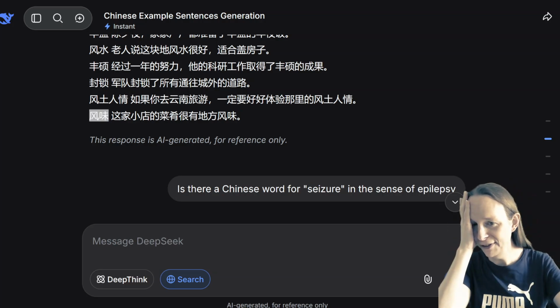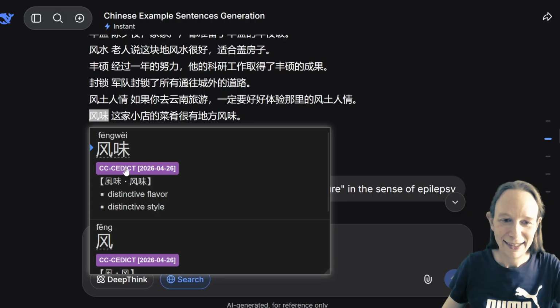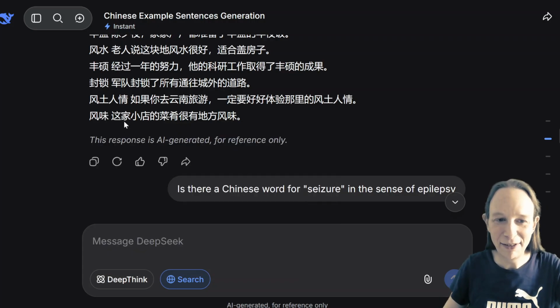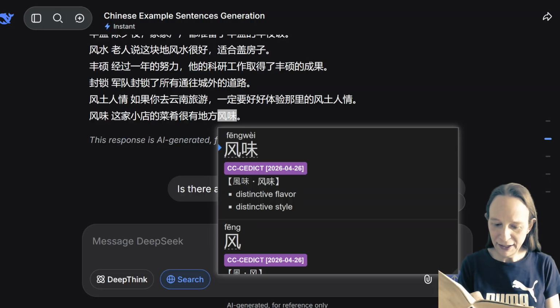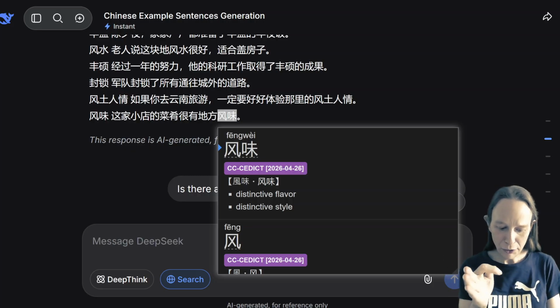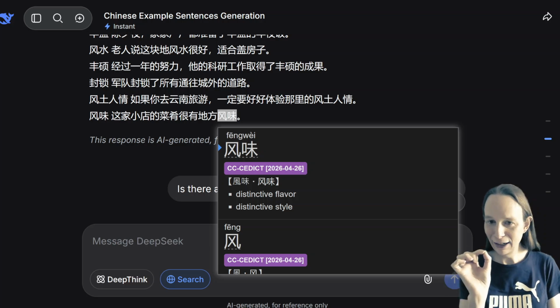Actually, no, it is also flavor. No, it is the flavor of, yeah, I don't know how to explain it. Style, flavor, mush those together. Distinctive style, flavor. 这家小店的菜肴很有地方风味. No, that's literal flavor, isn't it? Let's see what the dictionary has to say. 风味, described as 事物的特色. So it's not limited to flavor, okay? 多节地方色彩, okay, usually indicating a local speciality of some kind.